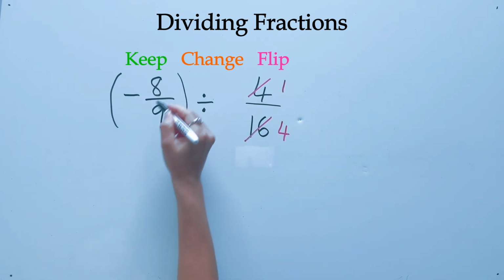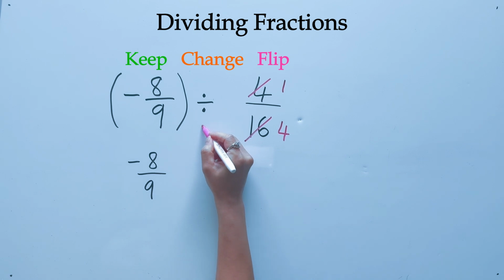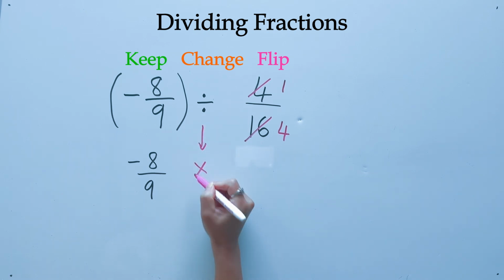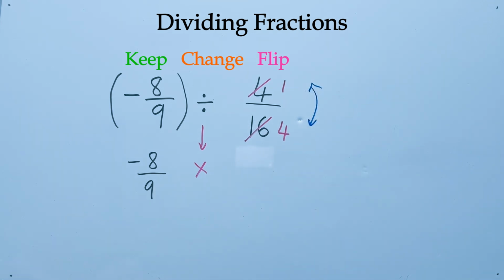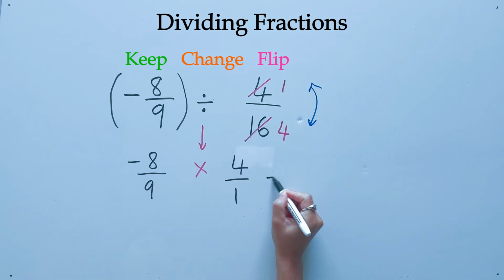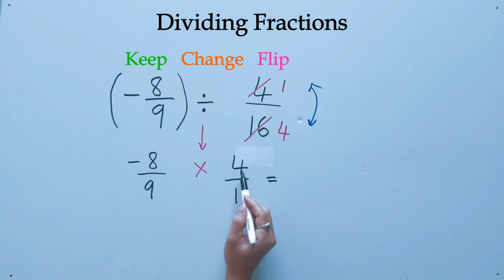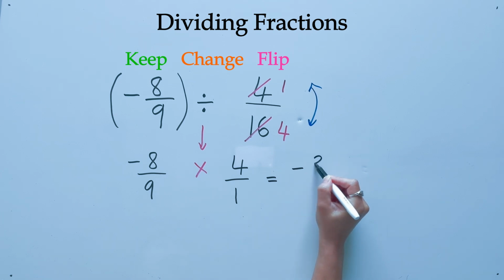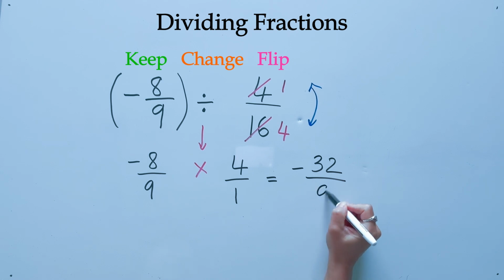So again, we keep the first one, negative 8 over 9. And you change to multiplication. And you flip this fraction. So it will be 4 over 1. So now you multiply: negative 8 times 4 is negative 32, over 9 times 1 is 9.